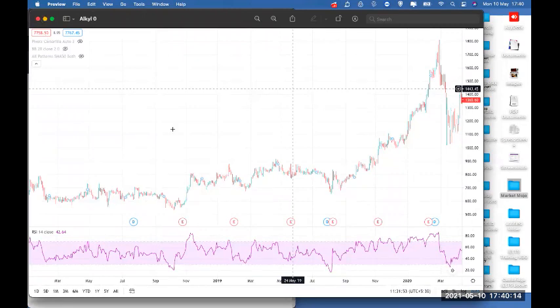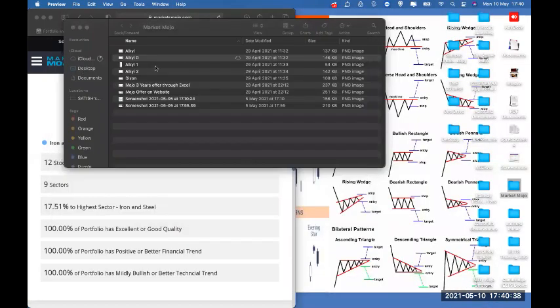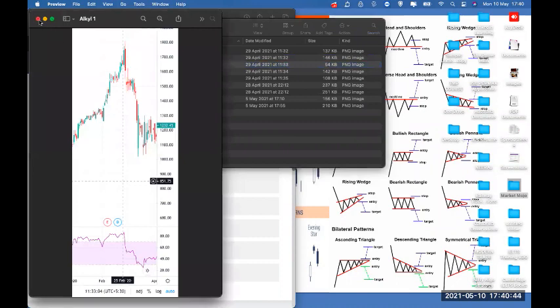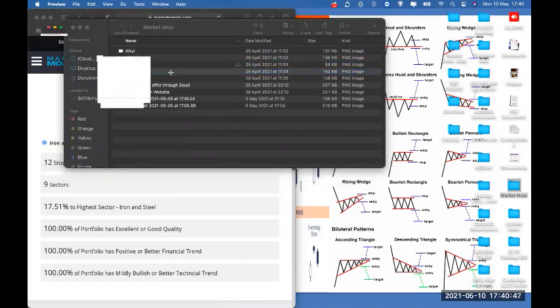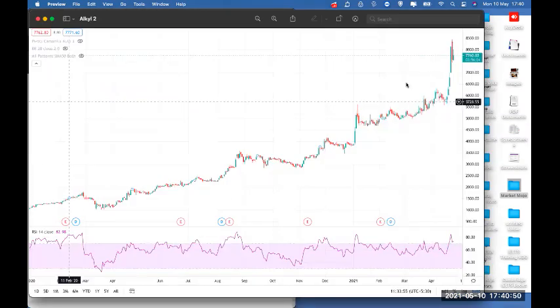So if you see, Market Mojo asked me to enter Alkyl Amines somewhere at the price of 1200 rupees, somewhere over here. And I did not do that, but I was watching it, and the stock went on to get 10x, maybe 7x or 8x, and it's sitting somewhere around 7,760 rupees.